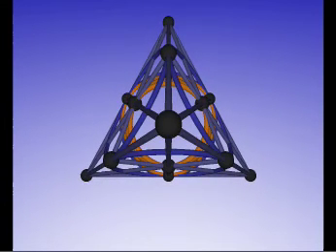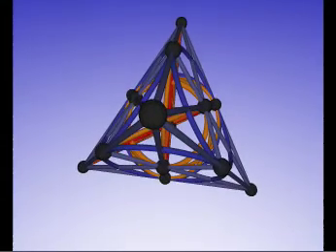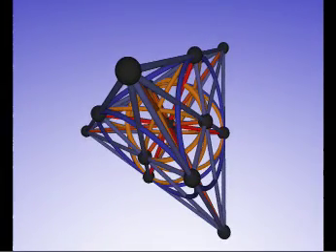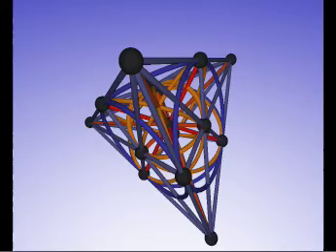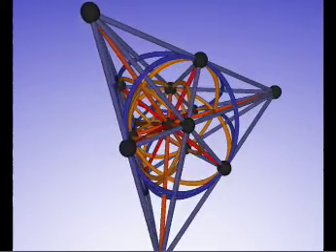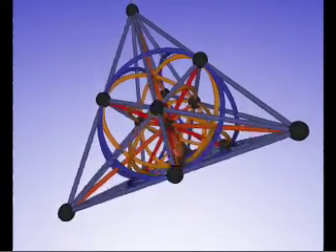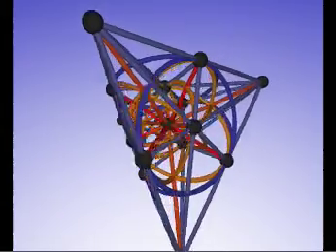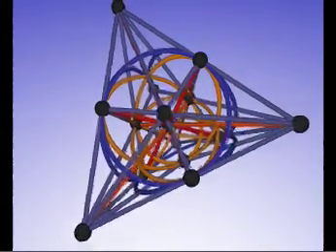Welcome to the smallest projective space on the tetrahedron. We're going to have a look at all kinds of interesting geometrical objects associated with this space. The space has 15 points represented by the black spheres, 35 lines, and 15 planes.